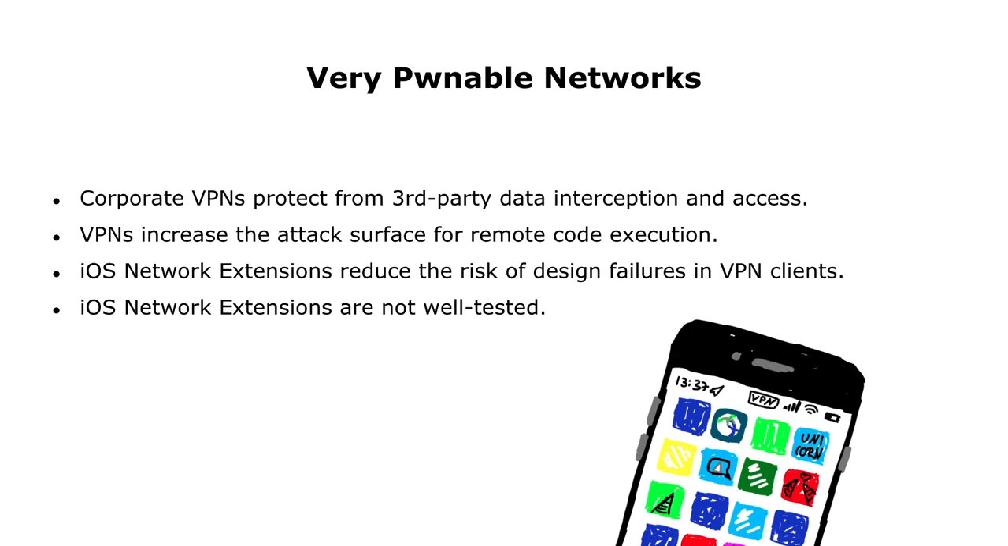And with this, let me conclude this talk. Corporate VPNs definitely serve some purpose, such as protecting against data interception and protecting service access. However, from a user perspective, VPN usage can increase the attack surface for remote code execution. iOS network extensions reduce the risk of security issues by design and too many privileges within VPN clients. However, it seems that network extensions on iOS are not well tested.